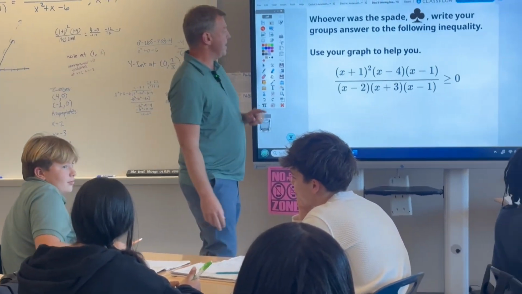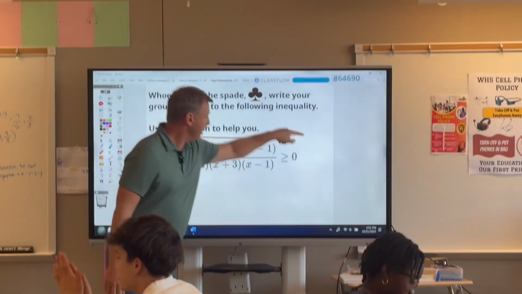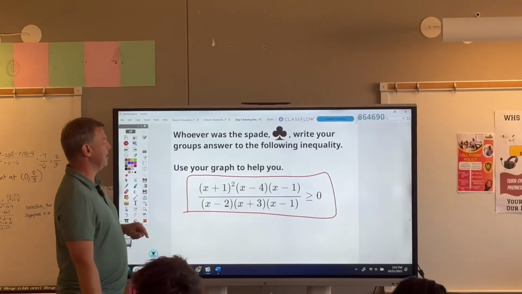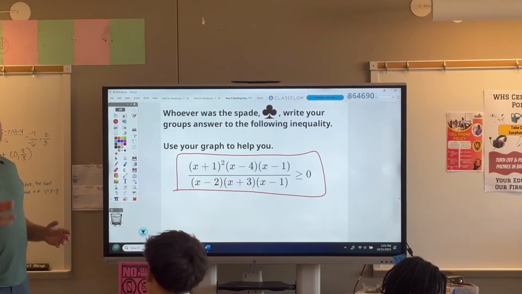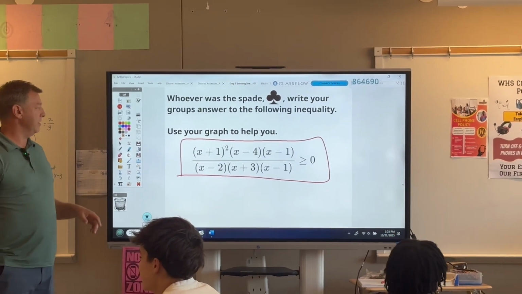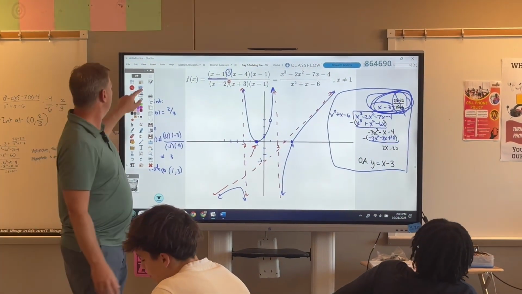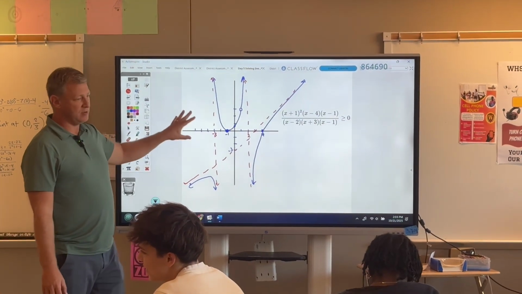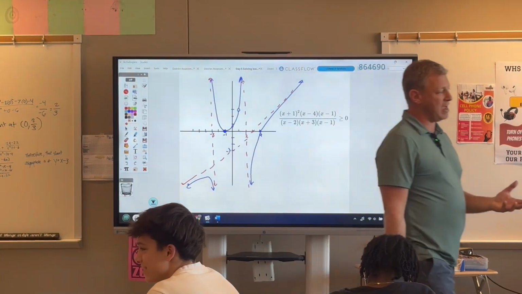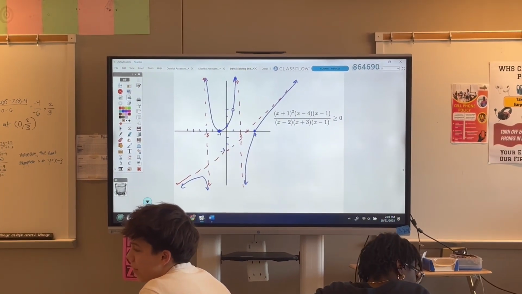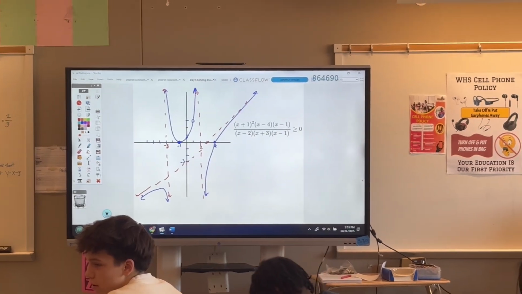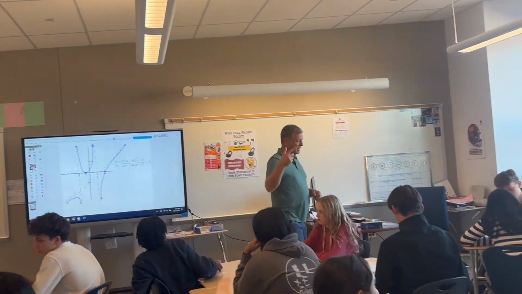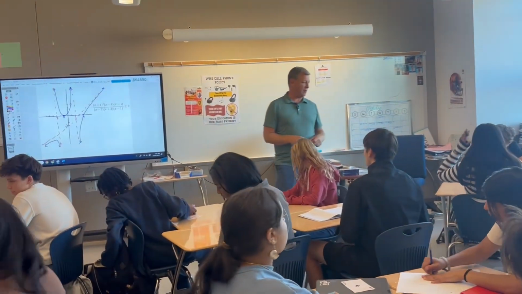All right, at this point, this is what we're learning today, solving inequalities. I said spade and I changed it to a club. So whoever had the club can write your answer to this, but use your graph to help you solve the inequality: when is this greater than or equal to 0? This is what we're learning today, how to use the graph to help us analyze when the graph is greater than or equal to 0. I will post this on Canvas, but you might want to write at least this problem down in your notes so that you have it to work with.